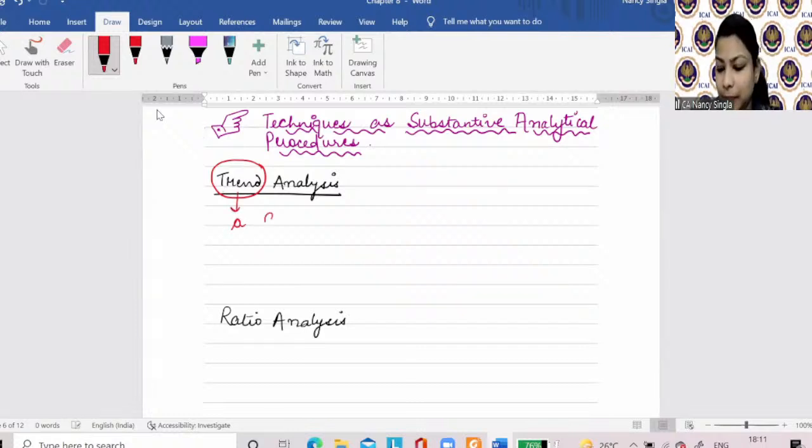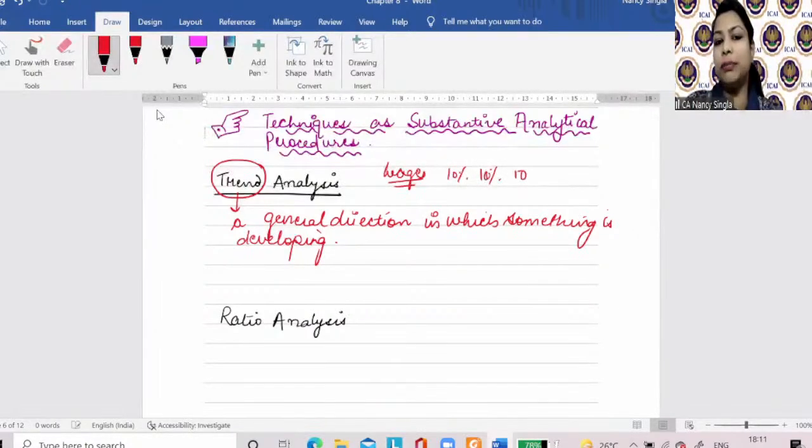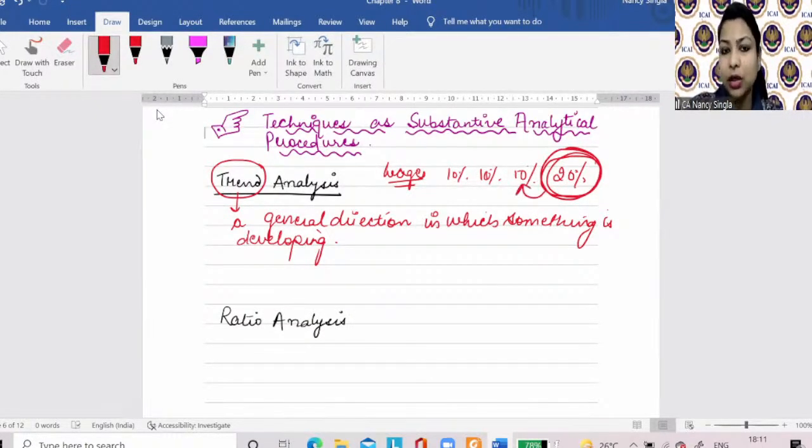So it is basically a general direction. Just try to understand, need not write, it is just a dictionary meaning. A general direction in which something is developing. I just gave you an example. If you remember, wages for the last 3 years have been 10% of the sales amount. But now this year, there has been an unusual change in the trend compared to the last year or compared to the last 2-3 periods. So when an auditor compares the current year financial statement data with the last year figures, what he is performing is trend analysis.